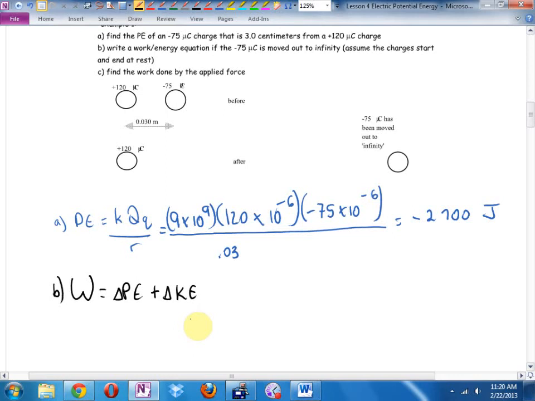Hey, are any of these zero? Why can I do this? It says in brackets, assume we start and end at rest. Don't have to. I could certainly easily include that. C wants us to actually find the work done. Okay. Change in potential. What's change in anything?